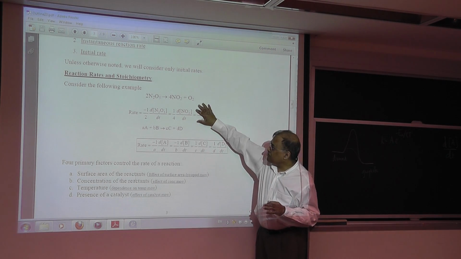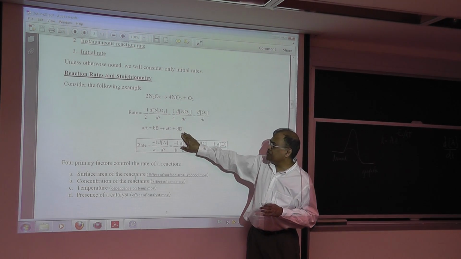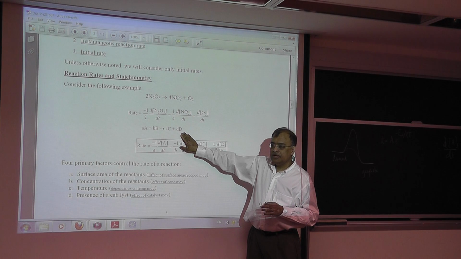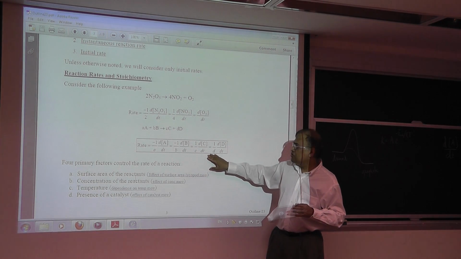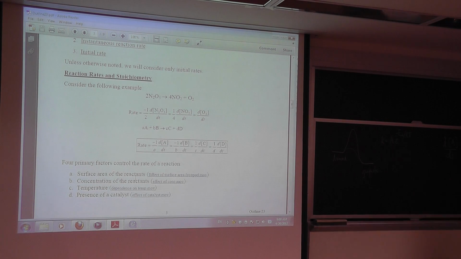Okay? So I have made a slight jump from this reaction to my favorite reaction here. And here is the rate for that reaction. All right, the rate of a reaction depends on 4 quantities. And I'm going to illustrate each of these quantities with a movie.